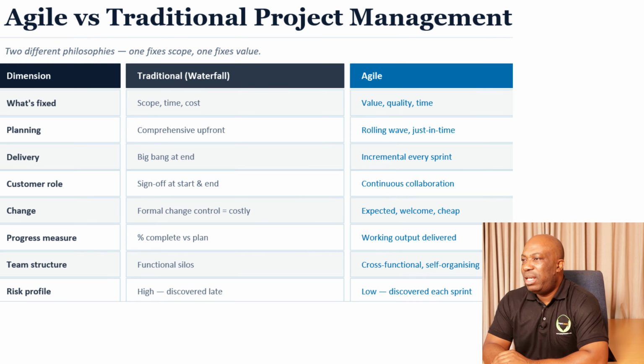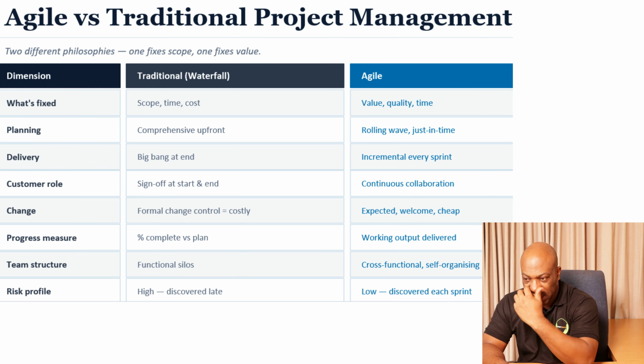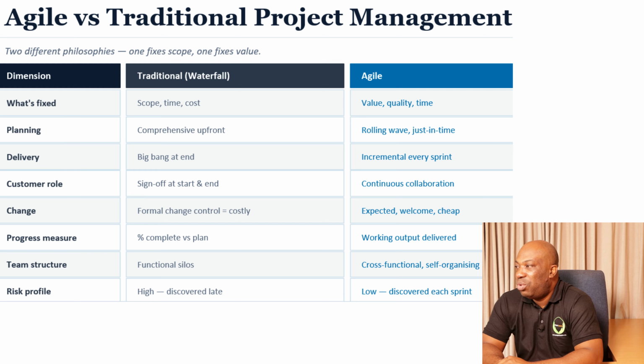As you can see on the screen, the first dimension we're going to look at as we compare Agile and traditional project management is what's fixed. You find in traditional, or we normally call it a waterfall or predictive approach, scope is actually fixed. And then the time is also fixed, and also the cost is also fixed. But when it comes to Agile, we are focusing more on the value and quality and also on time.